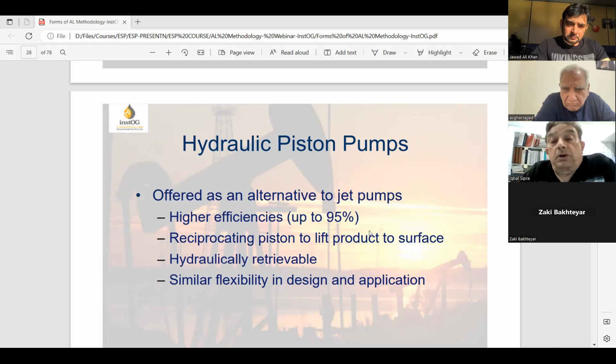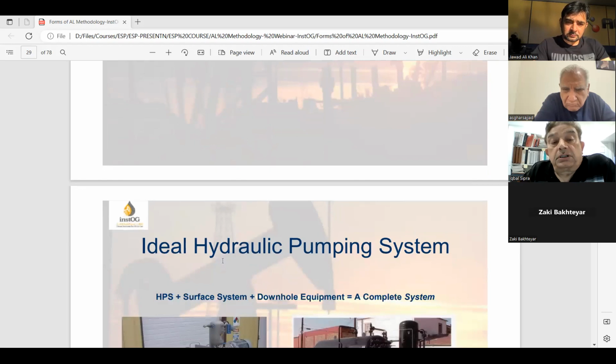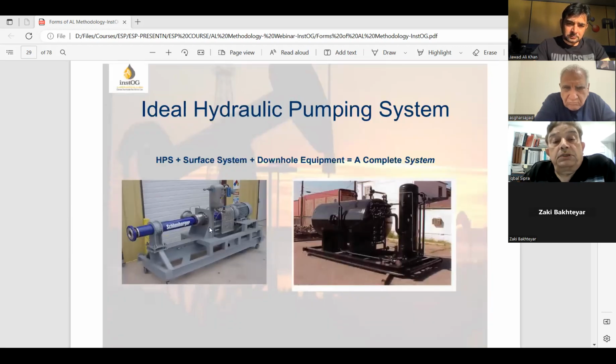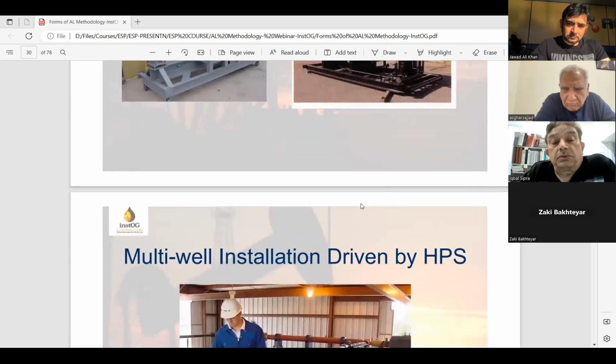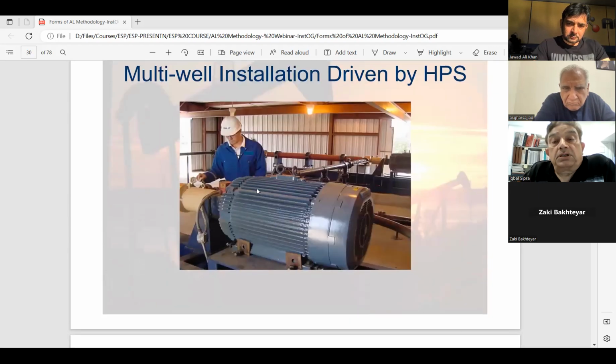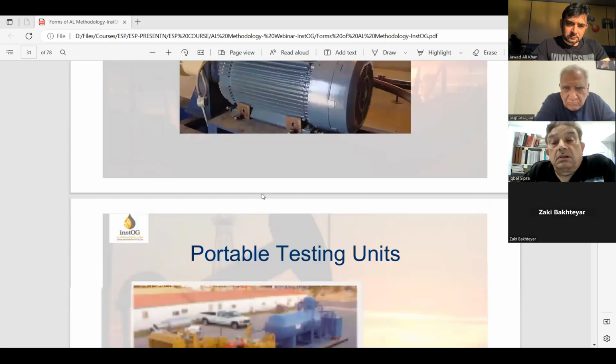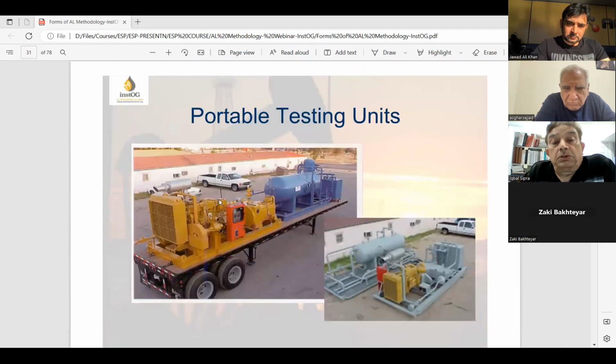Reciprocating piston to lift product to surface. Hydraulically retrievable. Similar flexibility in design application. So the ideal hydraulic pumping system is this size. You can see this is a surface pumping system. And these are multi-well installation devices. And this is a portable unit.